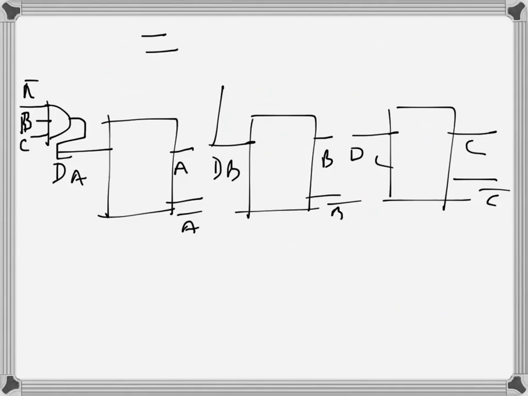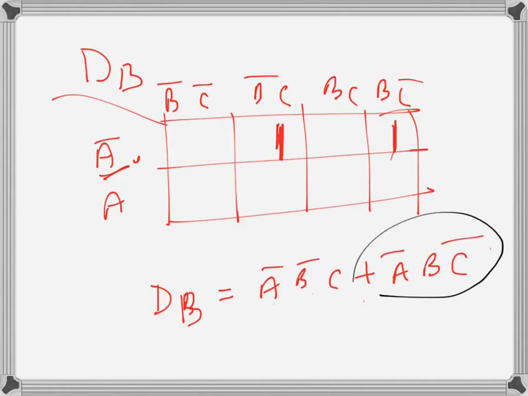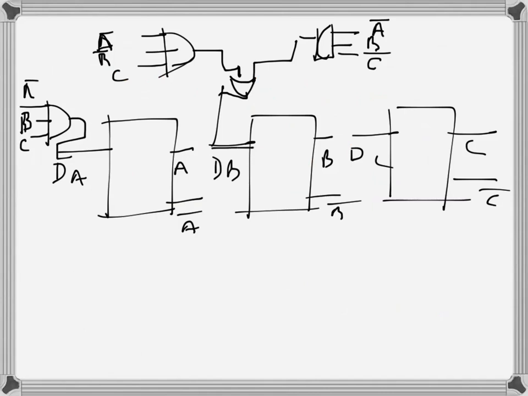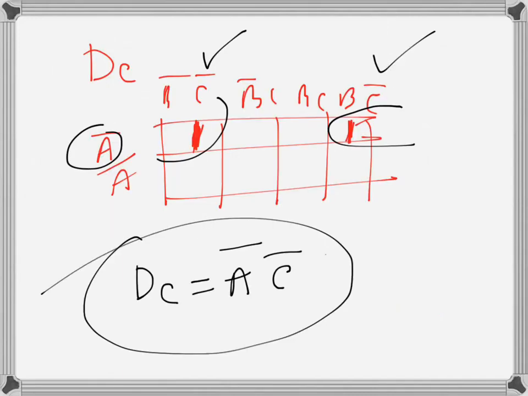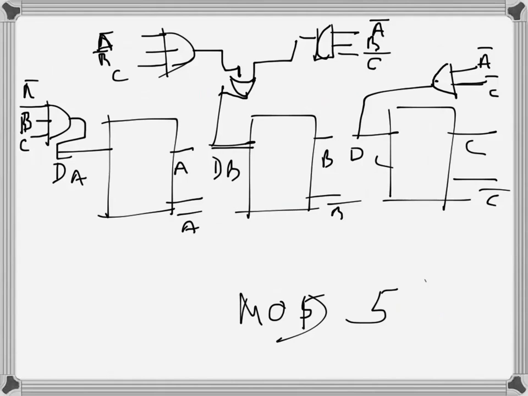A bar B bar C will be ANDed, and then ORed with the other one, also ANDed here. It always gets clumsy here. A bar B C bar is the other one. So these two are ORed and connected to DB, and finally DC is A bar C bar, so we have A bar and C bar ANDed and connected to DC. With this connection we will have a mod 5 counter, and we have got that using only D flip-flops.